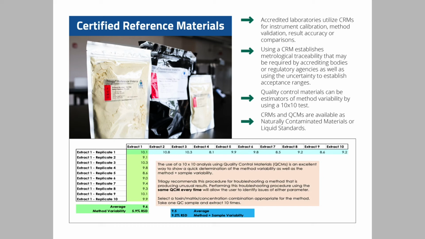At Trilogy, we typically do a 10 by 10 on every method annually. This gives us real-world information on our methods as well as some of the materials that we analyze routinely. This allows us also to see quickly if we have a situation where we need to look more closely at the variability of our methods.